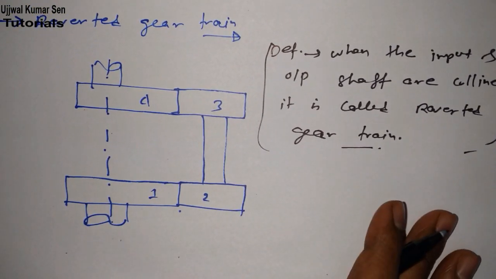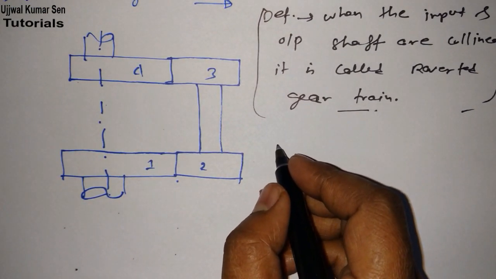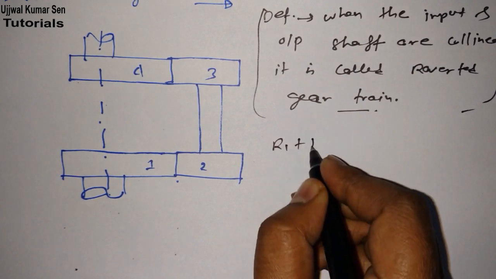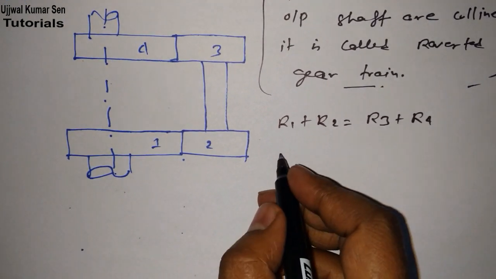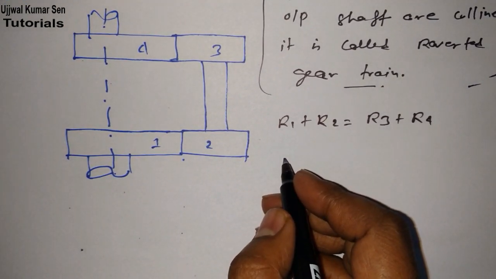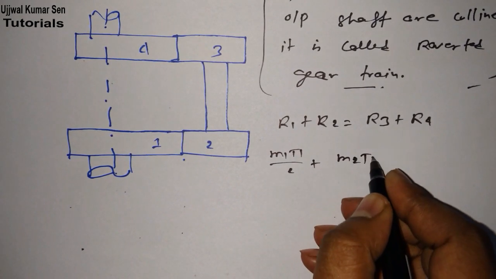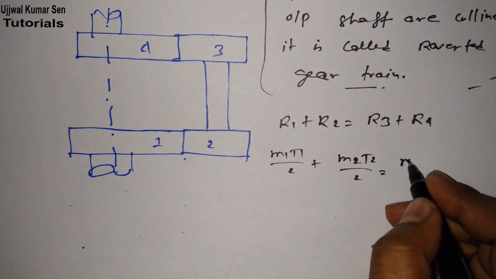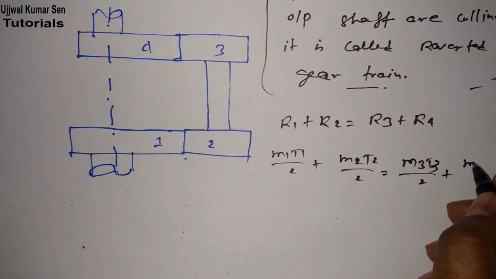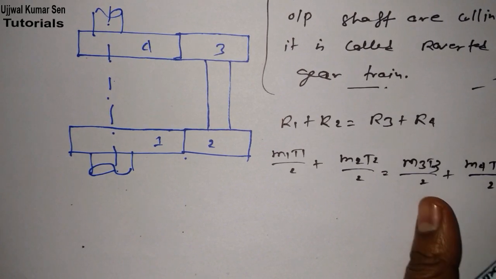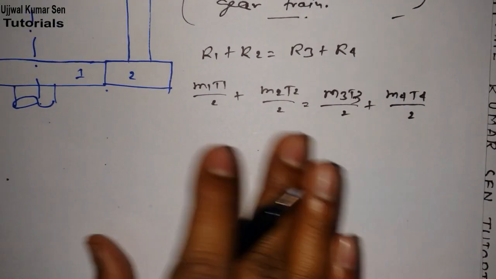I mean, you need to know the definition, right? Now let's go for the equation, which is also important from a numerical point of view. That is R1 plus R2 is equal to R3 plus R4. We can write this equation as m1 t1 by 2 plus m2 t2 by 2 is equal to m3 t3 by 2 plus m4 t4 by 2. Okay, this is the equation we can write.